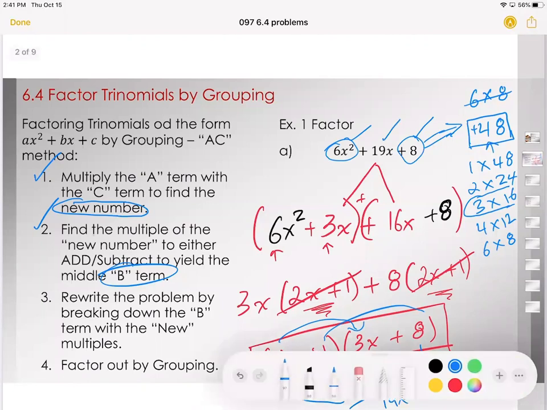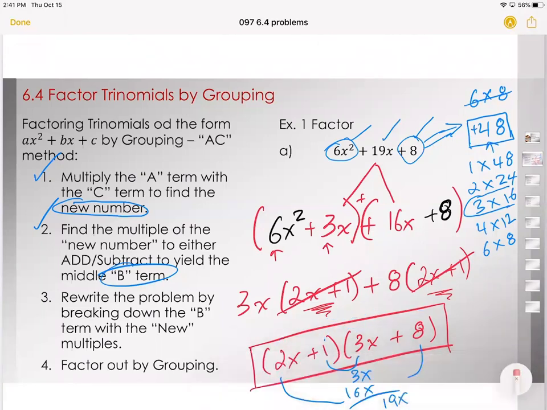Okay, and again, I know this is the first time you see this method, and you're a little bit iffy, but again, let me do one more.